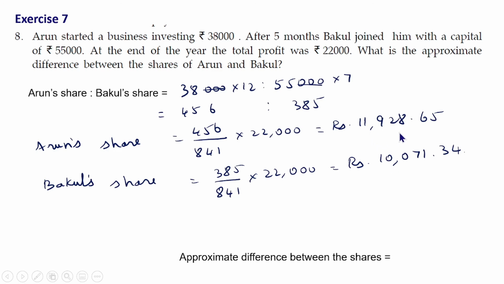Now the approximate difference between their shares is the difference between these two. So 11,928.65 minus 10,071.34 is equal to 1,857.31, or it is approximately equal to rupees 1,857.